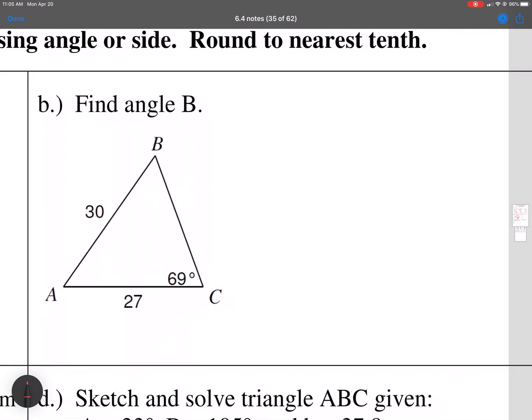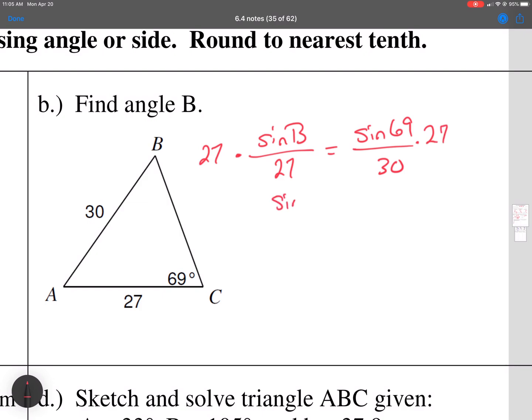Next, we'll move on to B. So this one says to find angle B. So we know we have to set up sine of B over little b, which is 27, equals sine of C, 69, over 30. Again, we're going to cross multiply. But in this case, cross multiplication is not necessary since you're solving for something that's already in the numerator. So we're just going to multiply both sides by 27. And that gives us sine of B equals 27 sine 69 over 30.